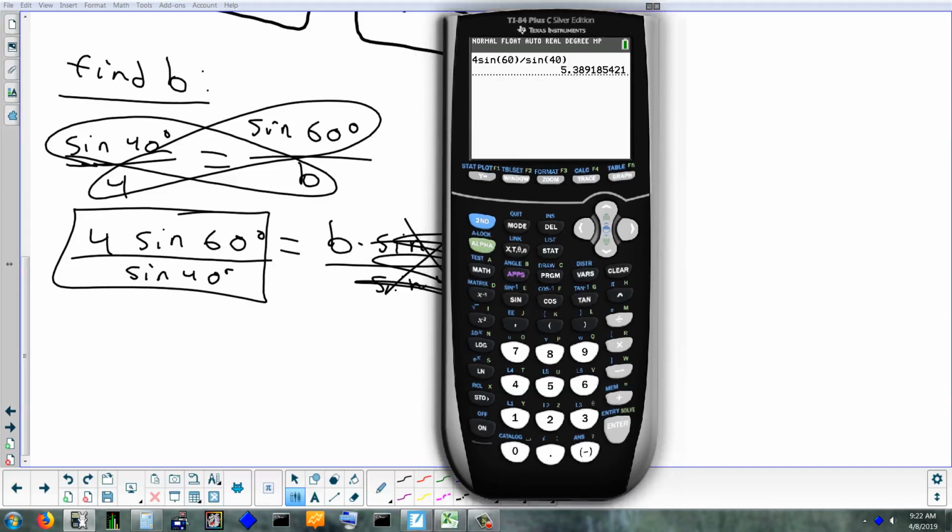And if you tried it and you got 5.389 on your calculator, then you did it right. If you didn't get 5.389, then you are typing it in wrong. Any questions on how we got 5.389?